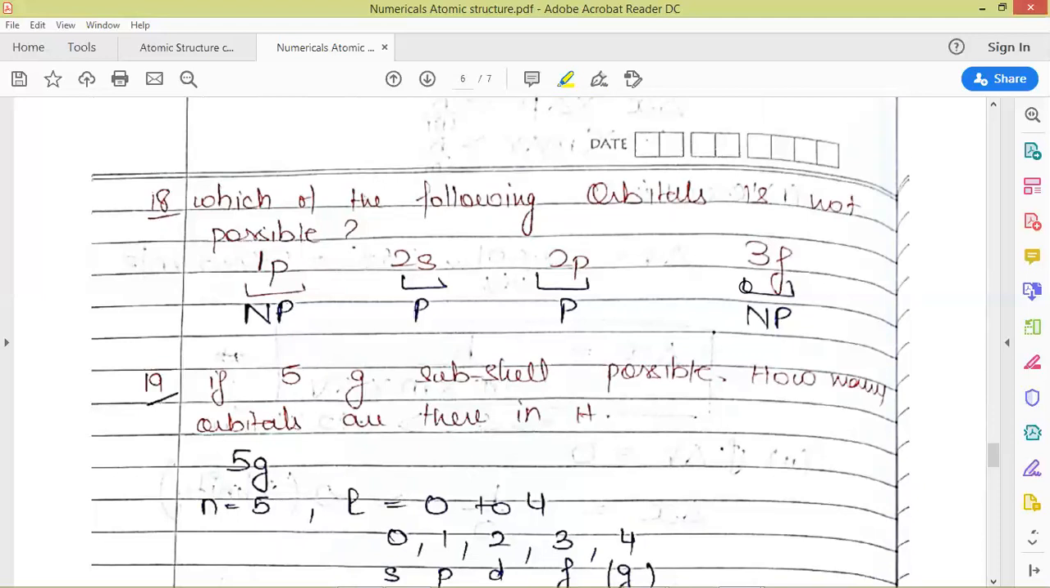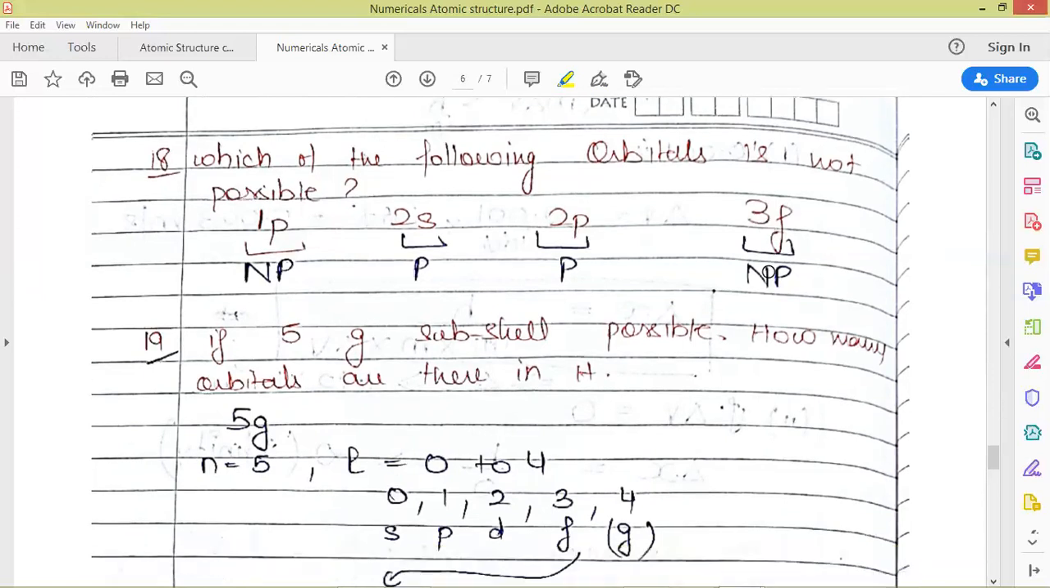And 3f means n is 3. That means possible values of L are 0, 1 and 2. So for 0, the designation of L is S. For 1, it is P. For 2, it is D. So the possible orbitals are 3s, 3p and 3d, not 3f. So it is not possible.